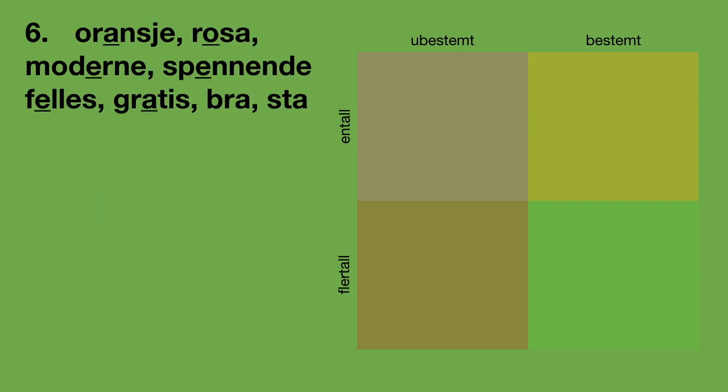And here's the last group. It is my favorite because these adjectives, they never change. And these adjectives, they end on a weak vowel normally, like oransje, you see stress on A. E is a weak vowel in the end. Rosa, again, stress on O. A is a weak vowel in the end. Moderne, spennende. Yeah. Felles, gratis. So these are two words, they end on weak S and is. And also two adjectives that I would like to add. They're bra and sta. So they just never change. No matter where they appear, they will just have the same form.